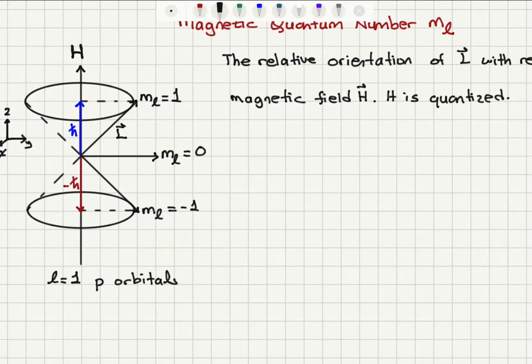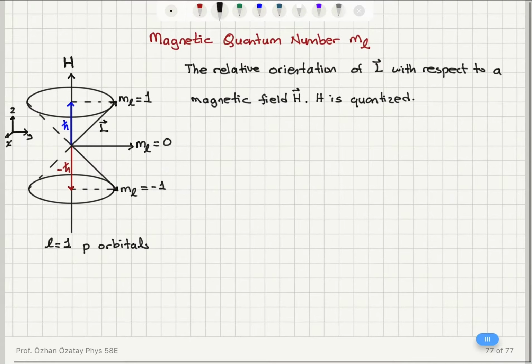m sub L equals 1 gives us a z component of the angular momentum of h bar. m sub L equals minus 1 gives a z component of minus h bar, or h bar in the minus z direction, and m sub L equals 0 gives no component in the direction in which the magnetic field is applied.